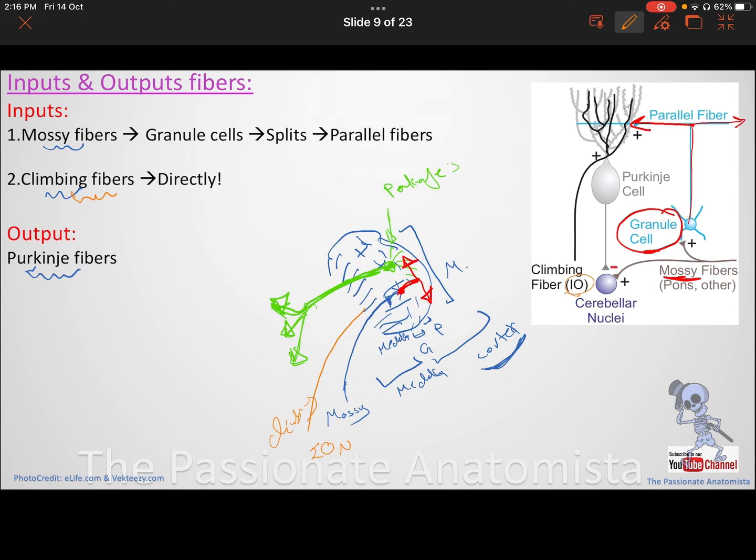Why do we call them climbing? Because they have their own stairs all the way to the molecular layer. They have the ability and courage to go all the way and meet the Purkinje dendrites themselves. They don't need anyone to help them. They will go all the way until they reach the molecular layer. They will give the information to the dendrites of the Purkinje, and then the Purkinje will respond to that by sending outputs back to the inferior olivary nucleus. All right, so this is the whole idea and story of the inputs and outputs at the cellular level.